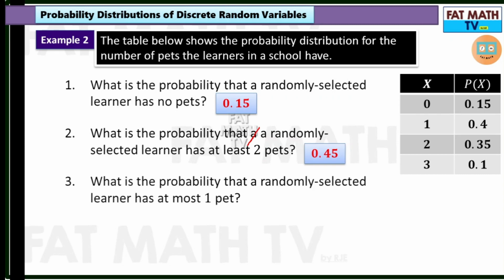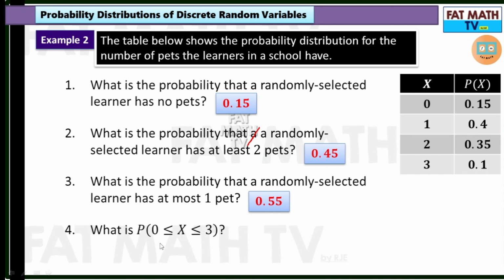Another, what is the probability that a randomly selected learner has at most 1 pet? At most 1 can be 0 or 1, so we have to add 0.15 and 0.4, that will give you 0.55. Remember that if you're adding decimals, you just align the decimal point and then perform the addition.